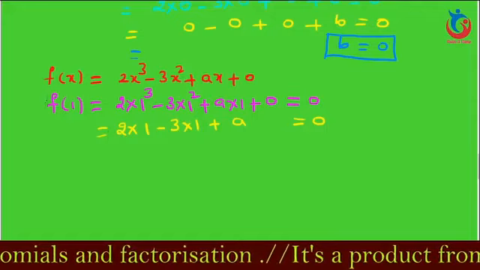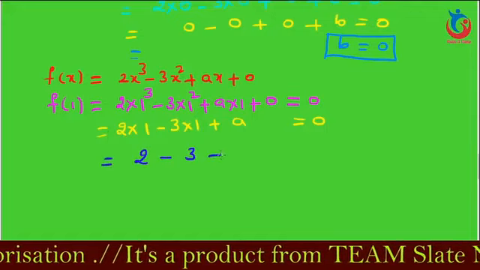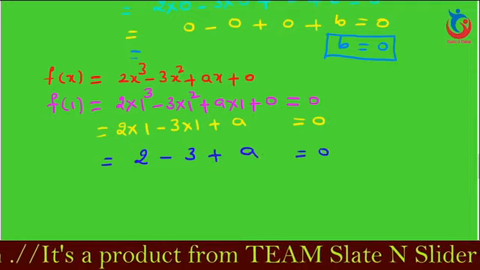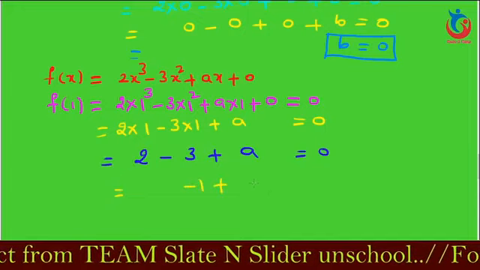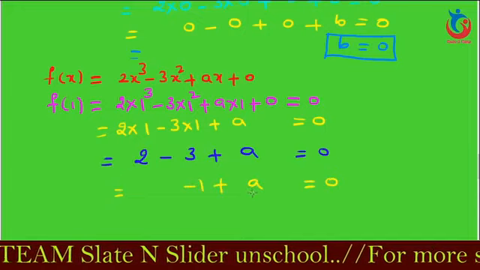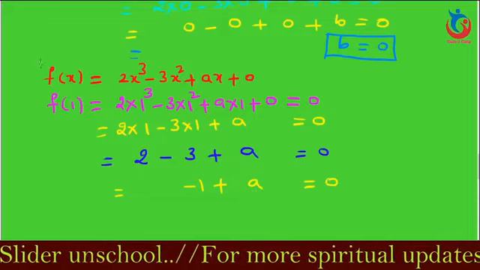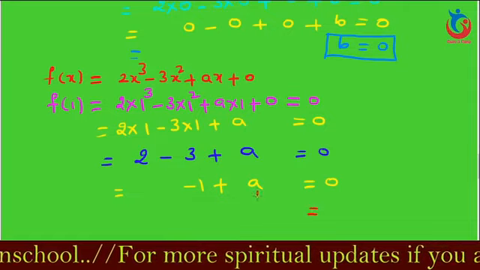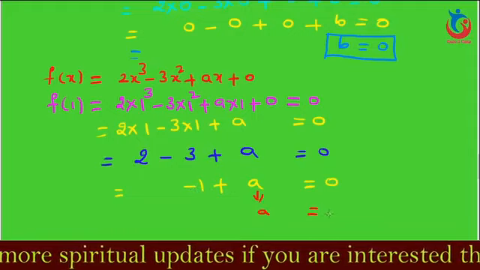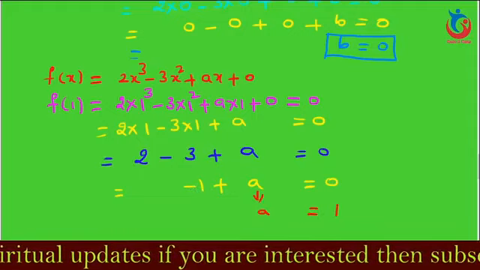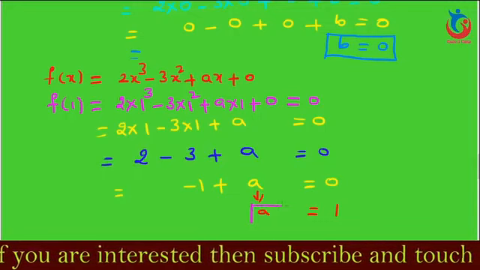So we will simplify that. 2 into 1 is 2 minus 3 into 1 is 3 plus a is equal to 0. Next, 2 minus 3 is minus 1, plus a is equal to 0. Here we have to find the value of a. So a has the sign plus, that's why no need to send this a to the other side. Keep a there itself and send the remaining terms to the other side. So minus 1 goes to the other side, it will become plus 1. Already we have 0, so no need to write that. So a is equal to 1.